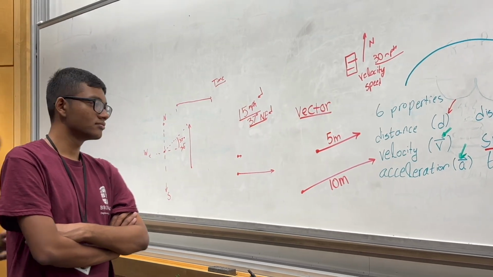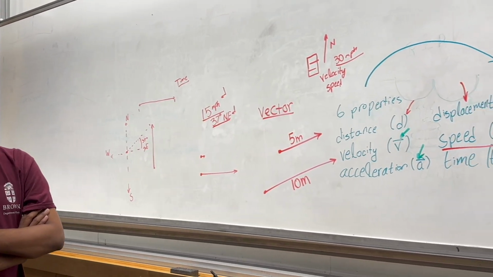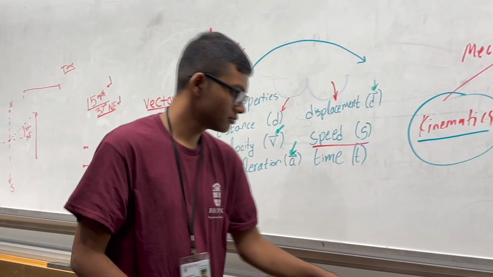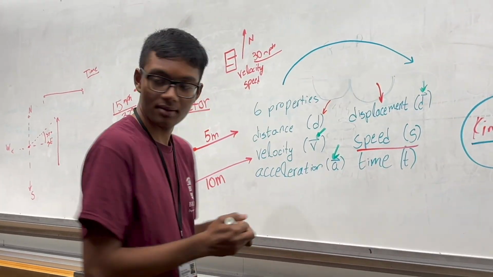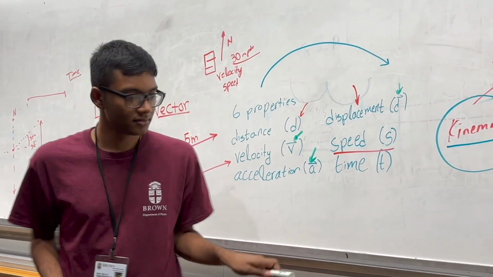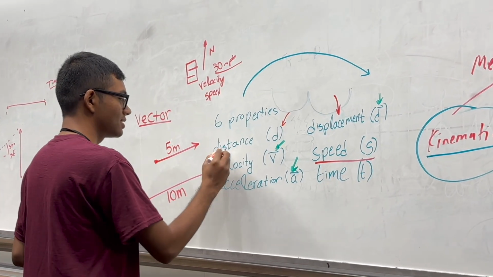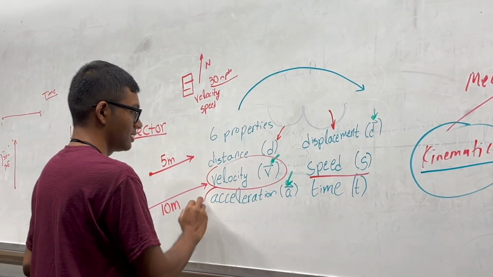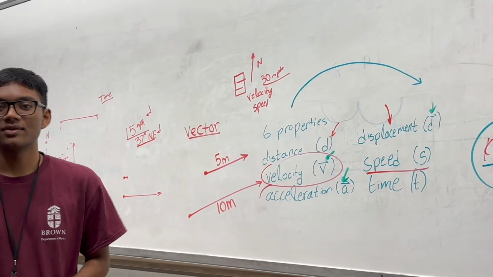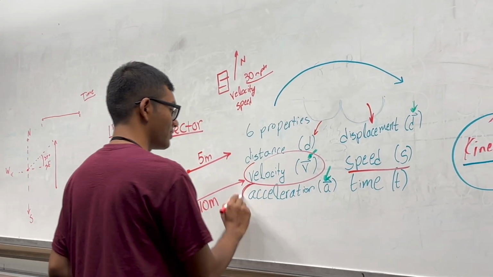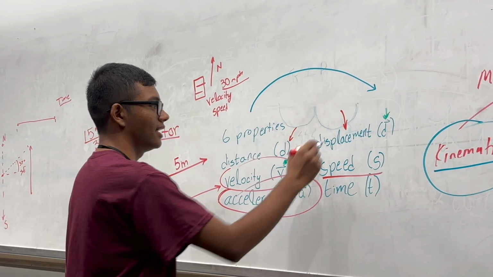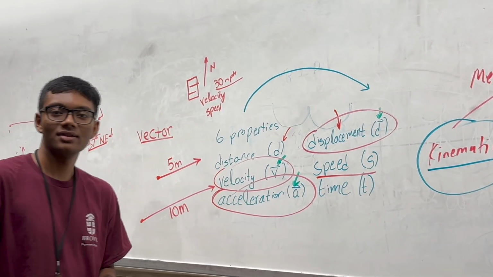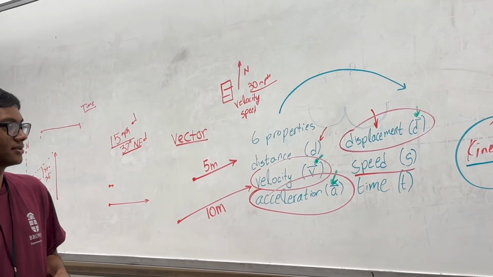Very good. Now, can you circle the vectors among the 6 properties? Circle the ones that are vectors. Okay, so velocity is a vector. Why is velocity a vector? Because it has a magnitude and a direction. And acceleration is also a vector. And displacement is also a vector. So 3 of them are vectors and 3 of them are scalars.